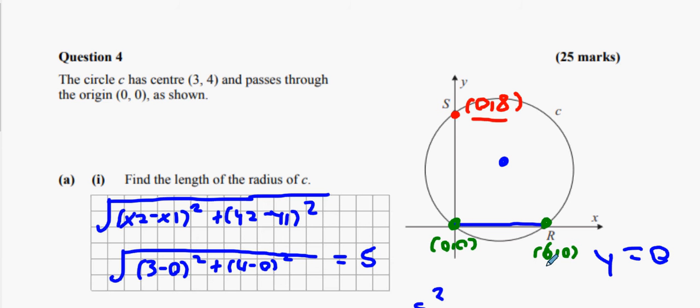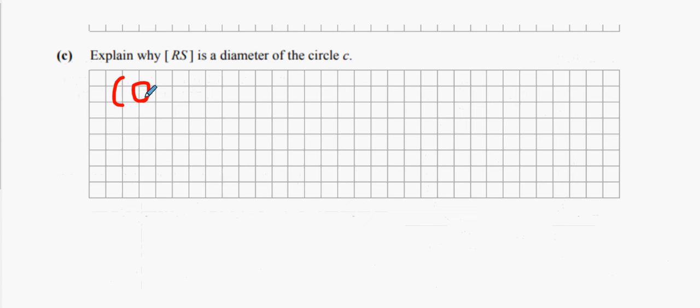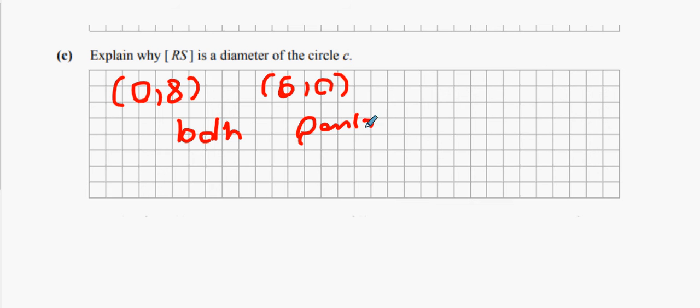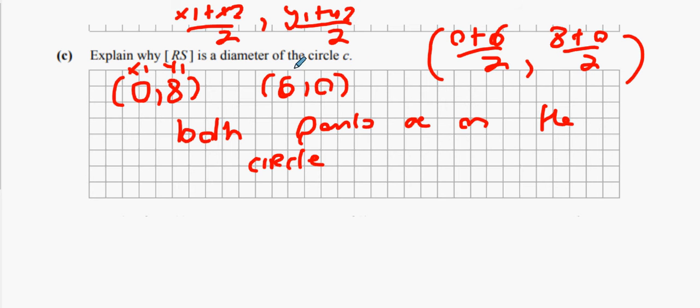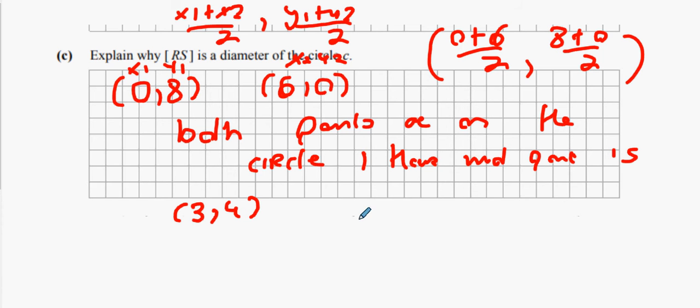Now that's part B. And what's part C? Explain why RS is the diameter of the circle. What do you think the midpoint of 0, 8 and 6, 0 is? Right, so would you agree both points are on the circle? And what would you expect our midpoint to be if they are the diameter? 0 plus 6 over 2, and then 8 plus 0 over 2. I'm doing x1 plus x2 over 2, y1 plus y2 over 2. I'm doing the midpoint formula. And their midpoint is 3, 4, which is the center of the circle.